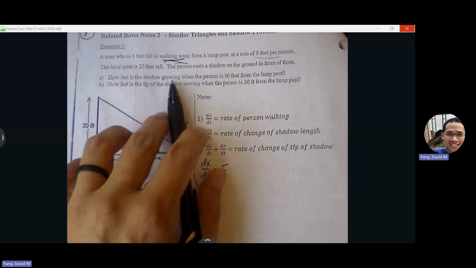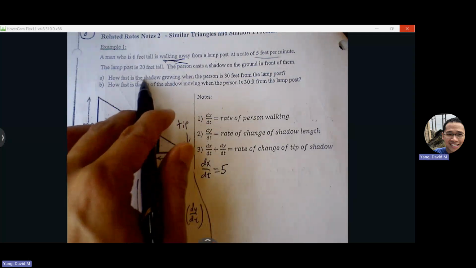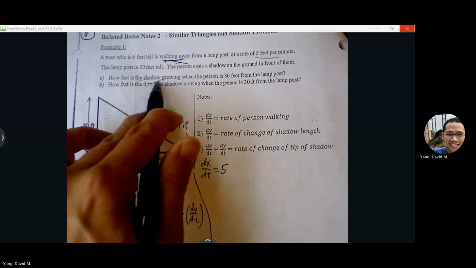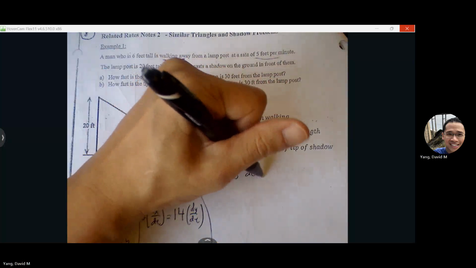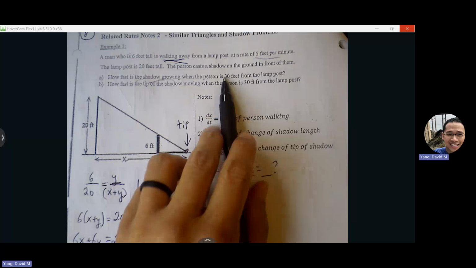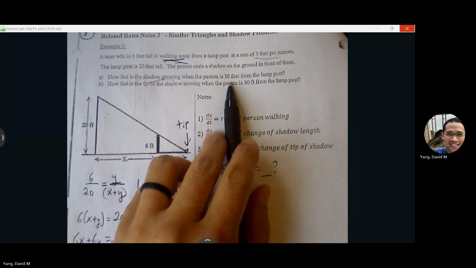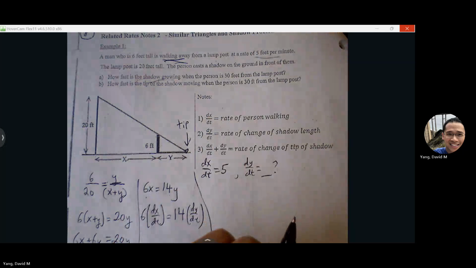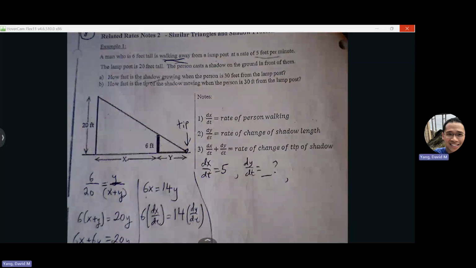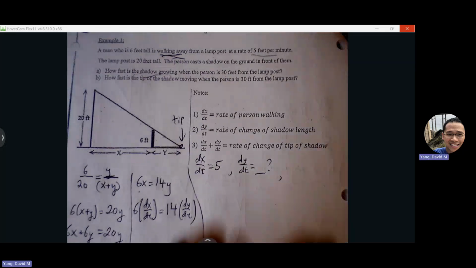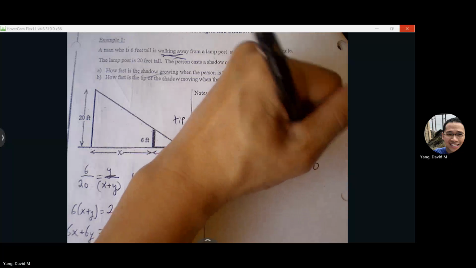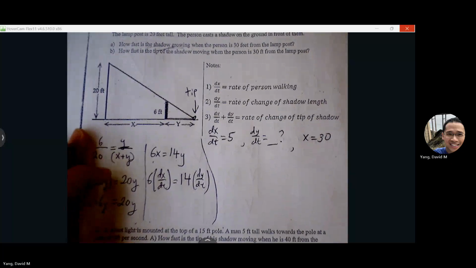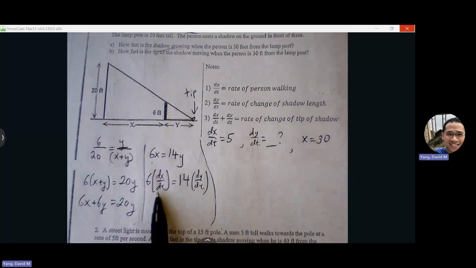How fast is the shadow growing? What are we looking for? dy/dt, yeah, that's the unknown. When the person is 30 feet from the lamppost, x is 30. Okay, so we're going to just put 5 into dx/dt and solve for dy/dt.